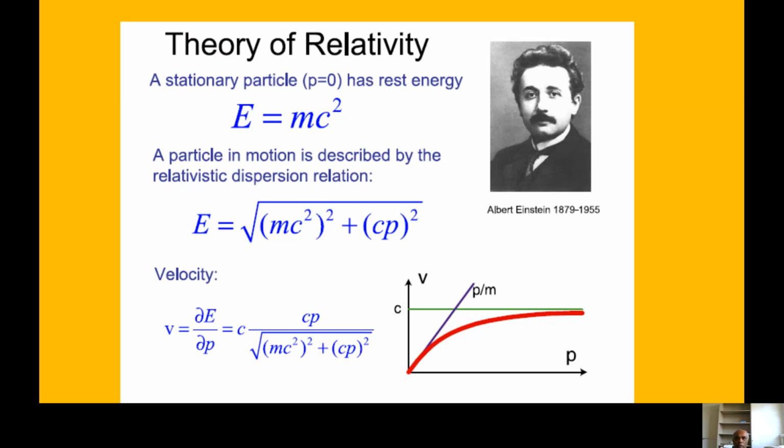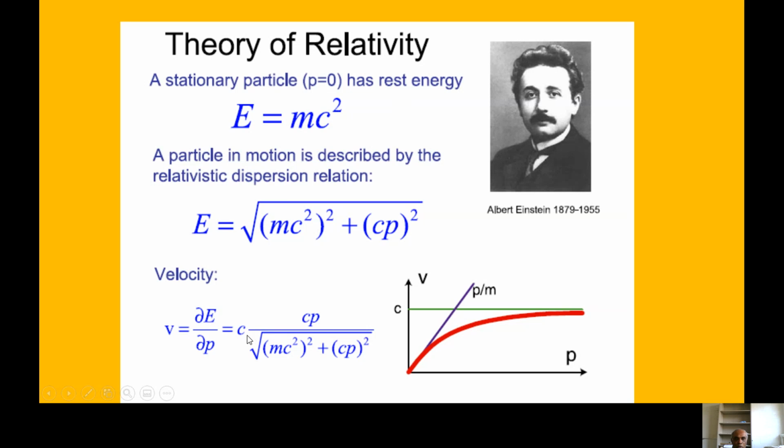If you consider a stationary particle without moving, your momentum is 0, then the rest energy is given by E equals mc squared. But if you have momentum p, we know E is given by this equation: E squared equals m squared c^4 plus c squared p squared. If you take the square root of that, E is given by this equation. Now, if we have a relationship, velocity is given by dE by dp, right? If you differentiate this, you get this equation. Just simply take the derivative of this equation with respect to p.